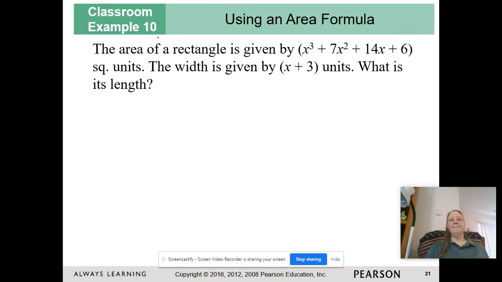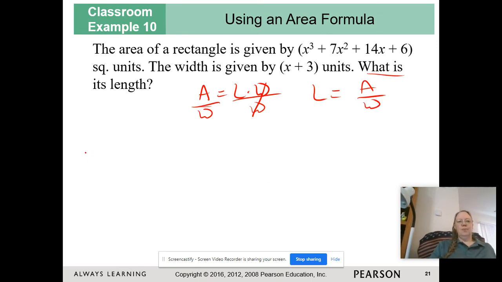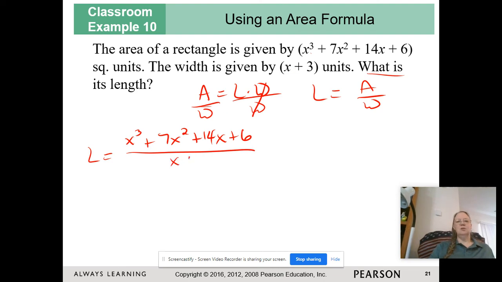All right, area of rectangles is length times width. Okay, so we're trying to find the length. All right, so we're going to rearrange this formula. So we have L is equal to A divided by W. So my length is going to be my area, x cubed plus 7x squared plus 14x plus 6, divided by my width, which is x plus 3.